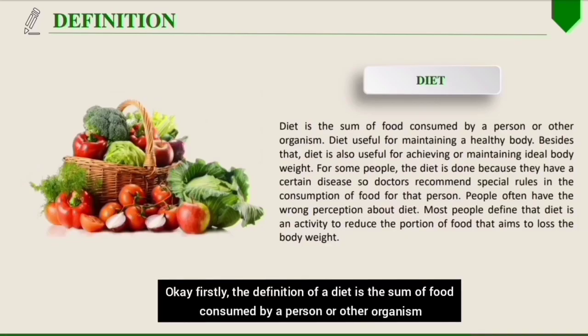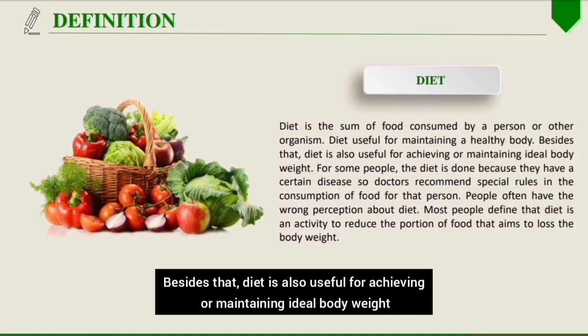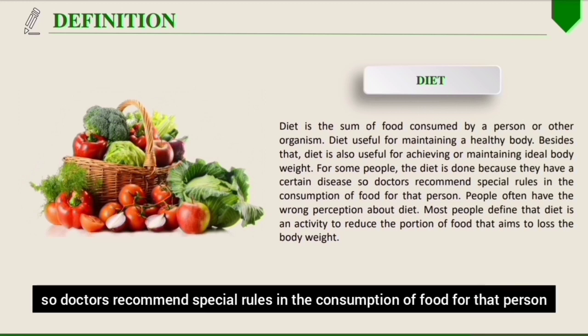Okay, firstly, the definition of a diet is the sum of food consumed by a person or other organism. Diet is useful for maintaining a healthy body. Besides that, diet is also useful for achieving or maintaining ideal body weight. For some people, the diet is done because they have a certain disease, so doctors recommend special rules in the consumption of food for that person.